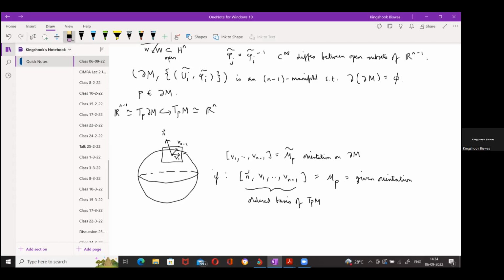So maybe I should be more precise. This is an orientation on TP boundary M, and mu p is the given orientation on TPM. Okay, is this clear?